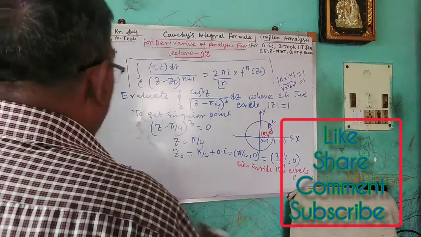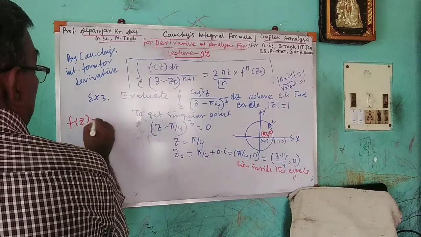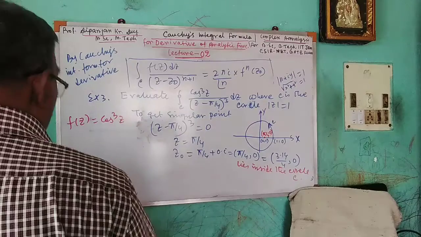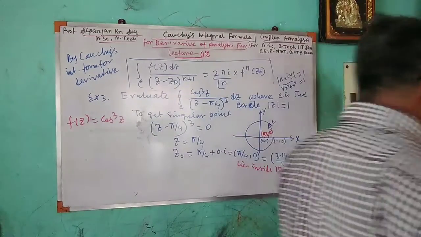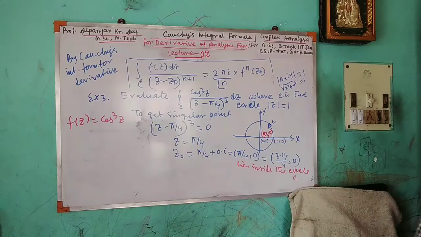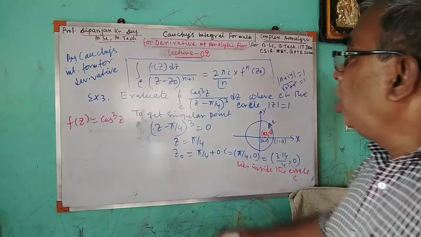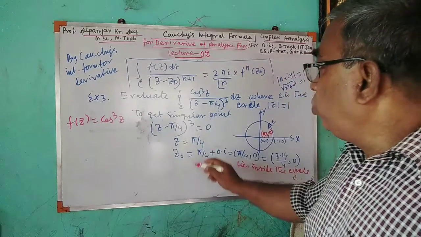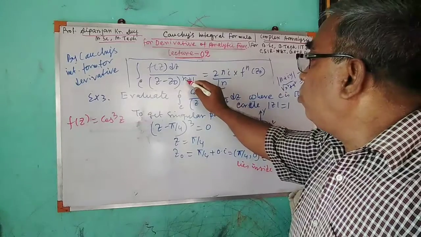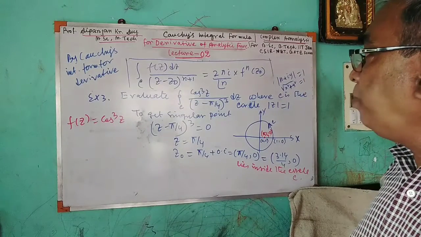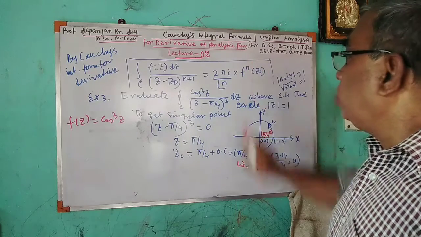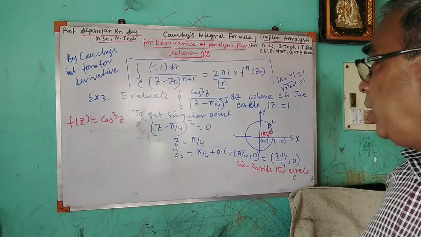What is f(z) here? f(z) equal to cos cubed z, which is always an analytic function, because cos z and sin z are always analytic. So now we need to put the n value by Cauchy's integral formula. To get the power 3, we put n equal to 2, that is, f double dash of z0 we need, that is f double dash of pi by 4.